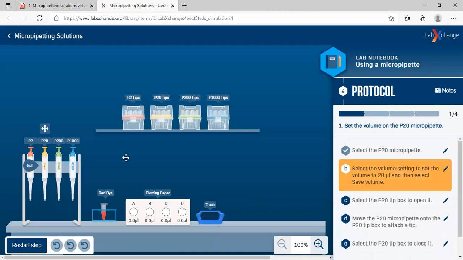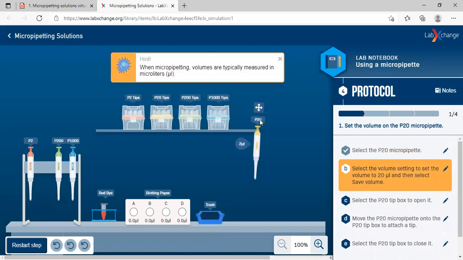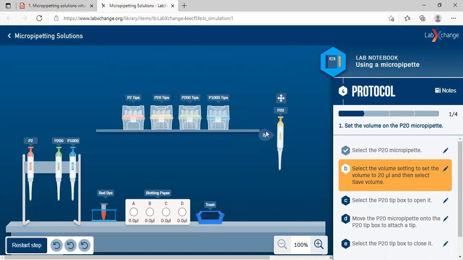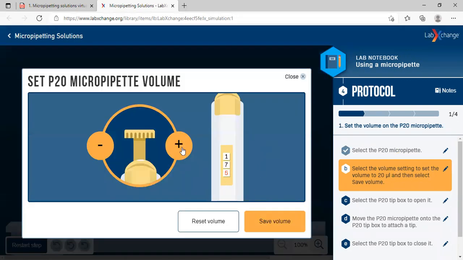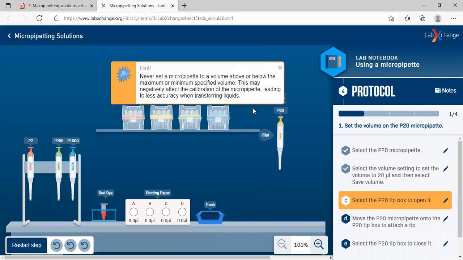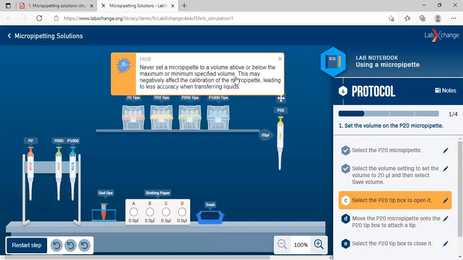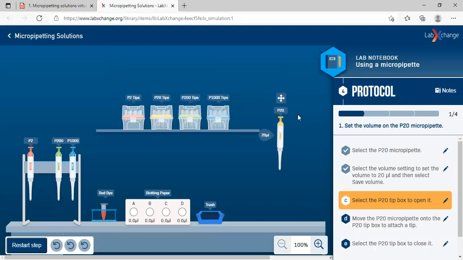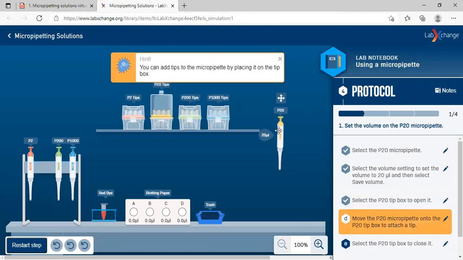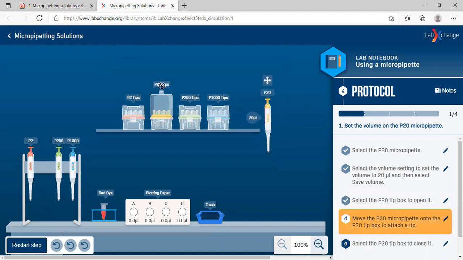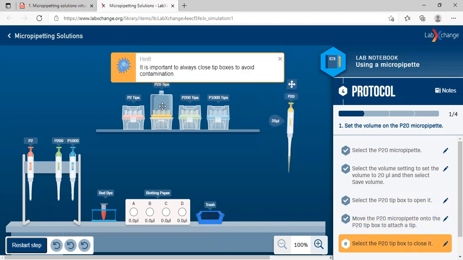Select the P20 micropipette. Hint: volumes are in microliters. Okay, I've got to change the volume to 20. Never set a micropipette to a volume above or below its range. Another hint: I've got to select the 20 microliter tips and attach a tip. It's always important to close the box.